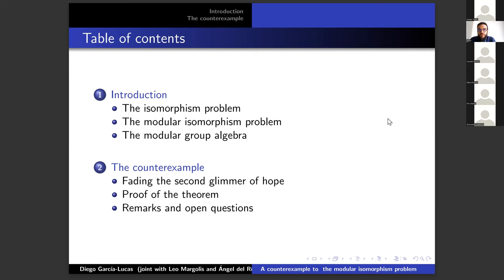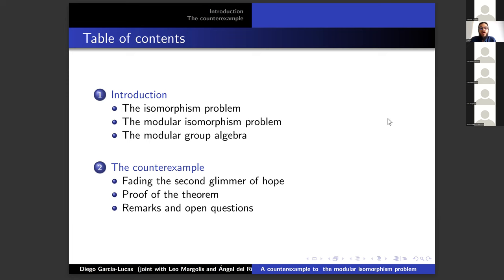In the second part, I will present the counterexample itself, and since the proof is very long, I will try to give an almost complete proof of it. And I'll finish the talk with some remarks and some questions that remain open after the counterexample.